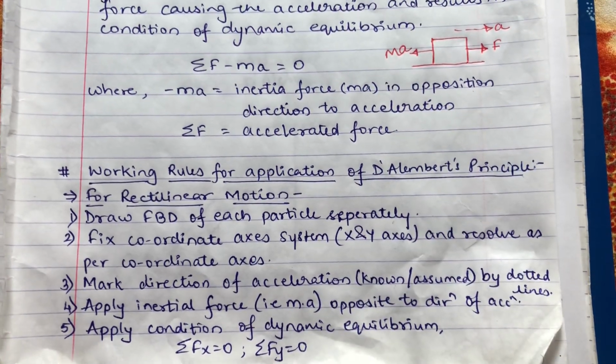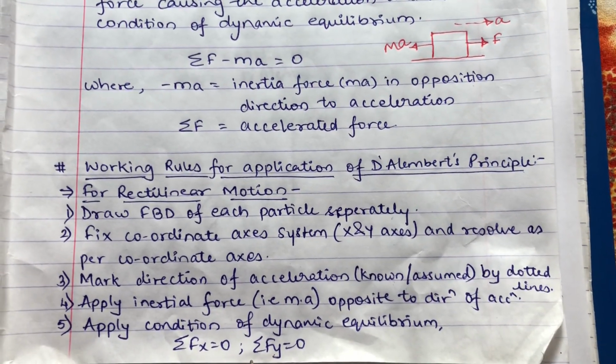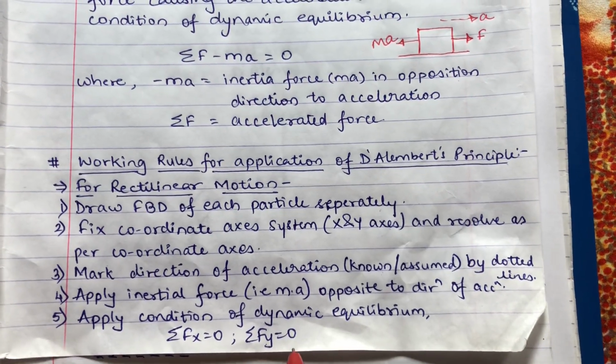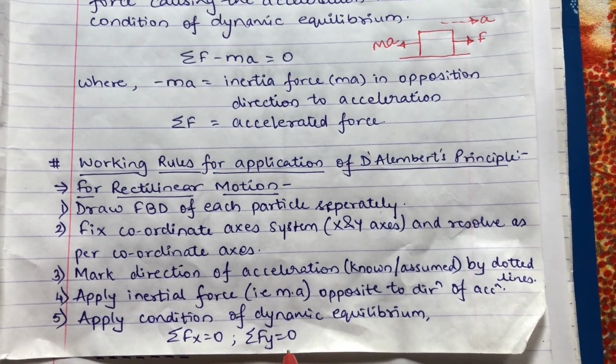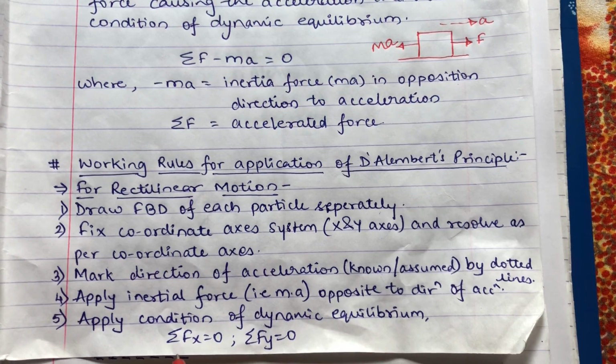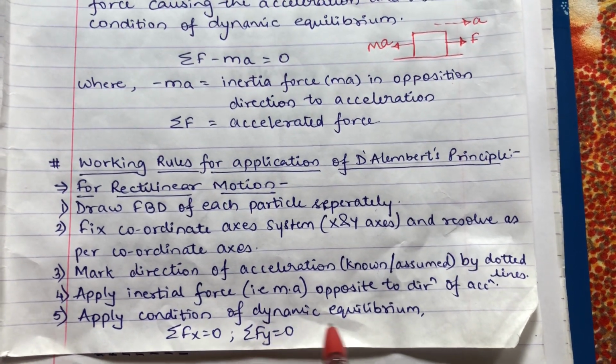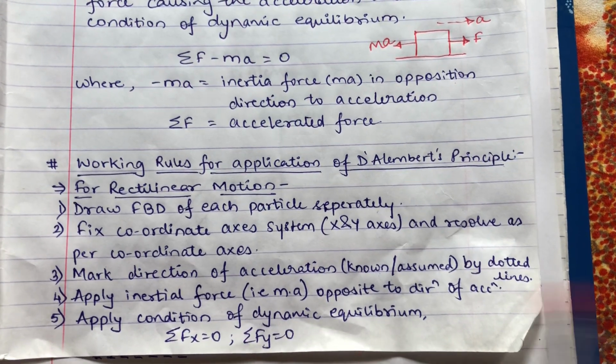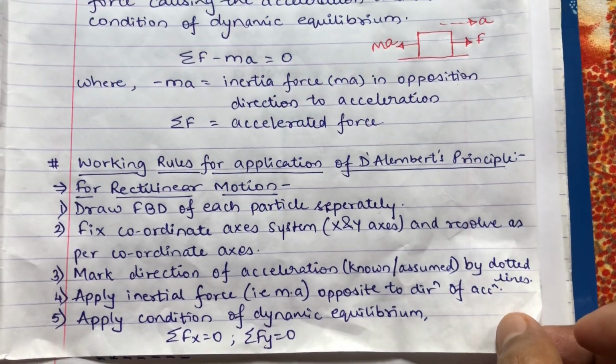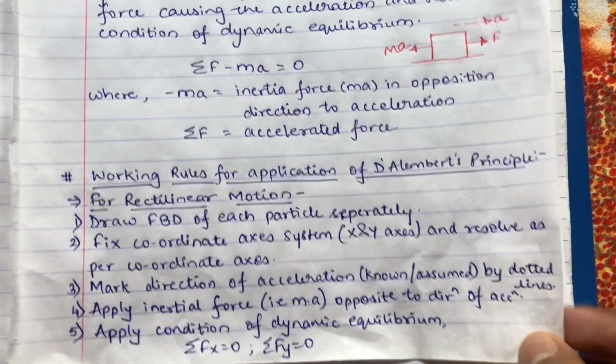Apply condition of equilibrium. Summation f of x equals to 0. Summation f of y equals to 0. So condition of equilibrium says summation f of x equals to 0, summation f of y equals to 0. So that is under the same which is for a dynamic equilibrium as well.